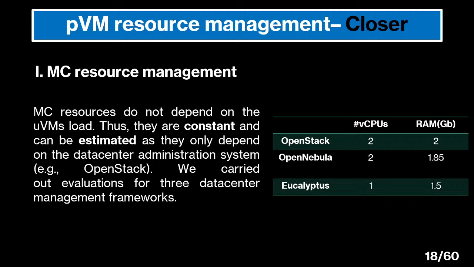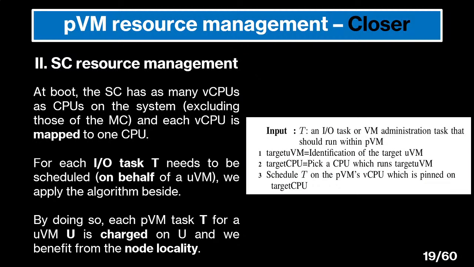For the main container's resource management, since it is responsible for activities that do not vary with the load imposed by virtual machines, we can do a static calibration of its resources. To prove that, we took three well-known data center management frameworks: OpenStack, OpenNebula, and Eucalyptus, and we showed that with fixed resources, they can provide good performance. For the secondary container's resource management, we use a simple algorithm: at boot of the machine, the secondary container will have as many vCPUs, so virtual CPUs, as there are CPUs on the system after excluding the ones reserved for the main container, and each vCPU will be mapped to one CPU.